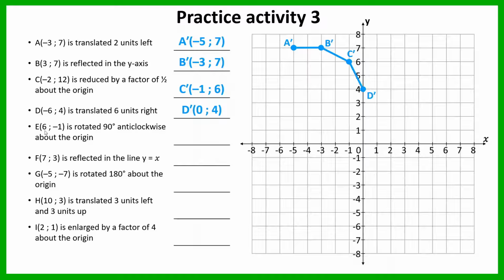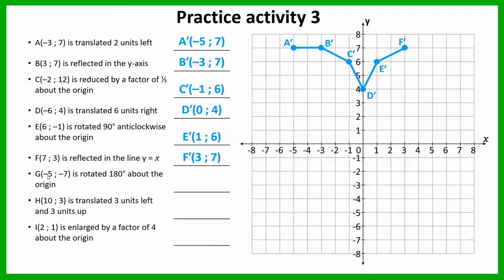Then E has the coordinates 6, -1. So that's this point over here. And it is rotated 90 degrees anti-clockwise. So we're going this way around. So the coordinates of E prime are going to be 1, 6, and I plot it like that and join it up. Then the point F is 7, 3, so that's going to be over there. And we're told that it is reflected in the line y equals x. So when you reflect that, you should have ended up with 3, 7, which is over here. So the point F prime has the coordinates 3, 7. I plot it like that and join it up.